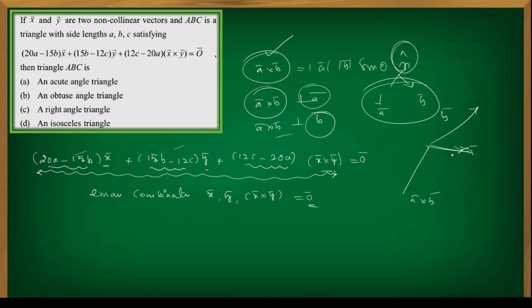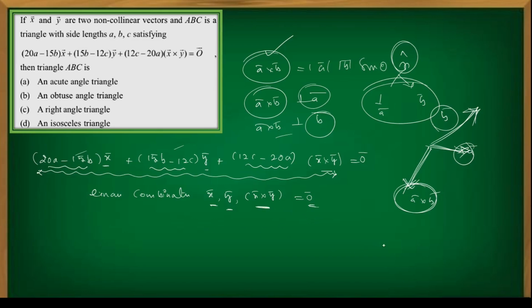Can you see? They are non-coplanar. Can you imagine that they cannot fit in a plane? They cannot fit in a plane because a bar cross b bar comes outward from the plane in which we have a bar and b bar. So a bar, b bar and a bar cross b bar are always independent because they are non-coplanar. Therefore x bar, y bar and x bar cross y bar are independent vectors.